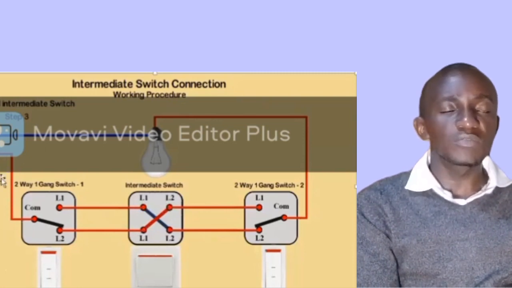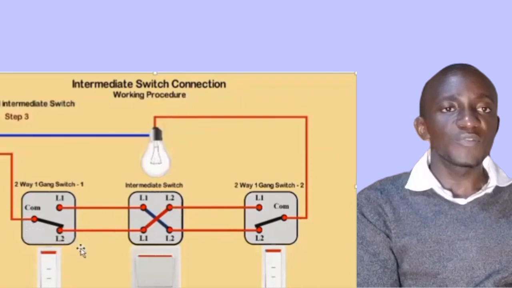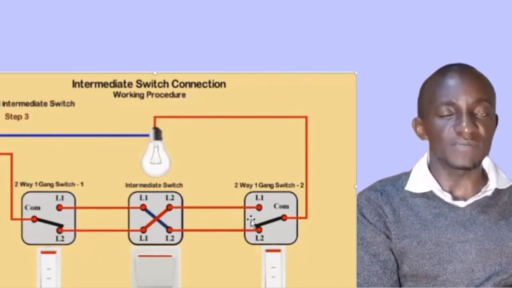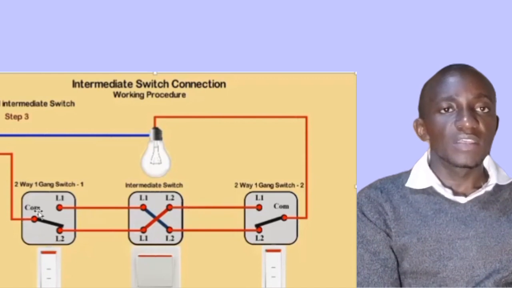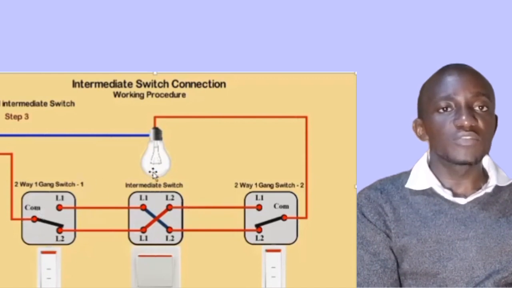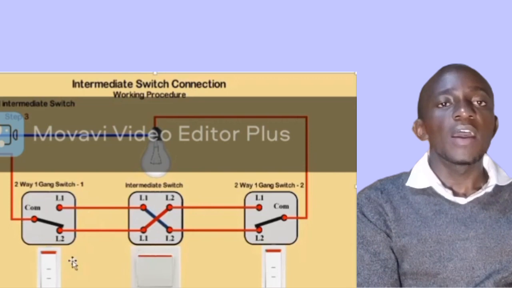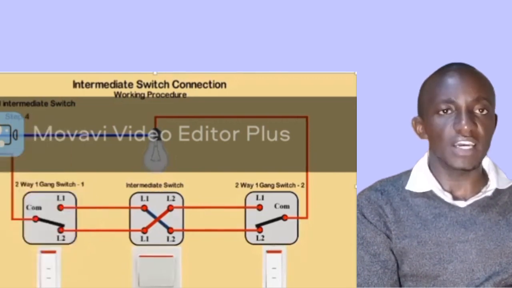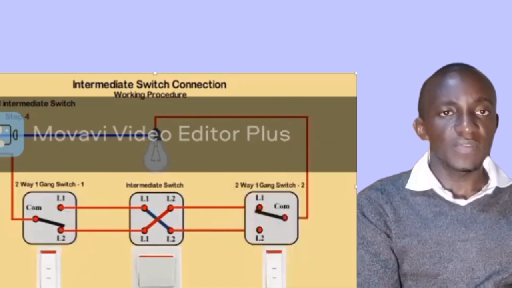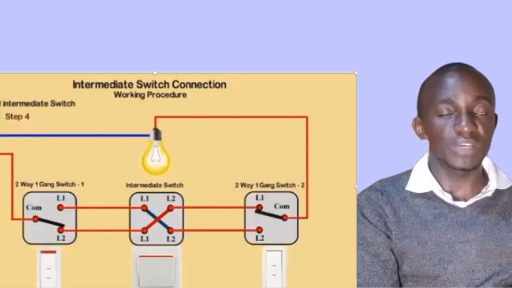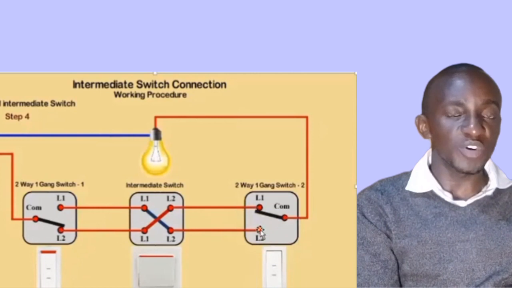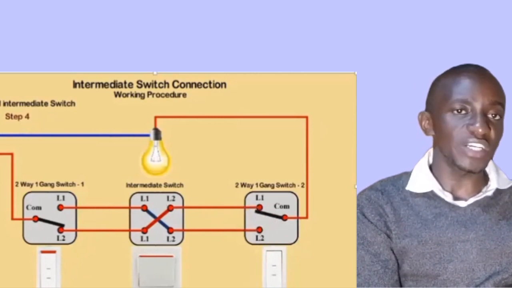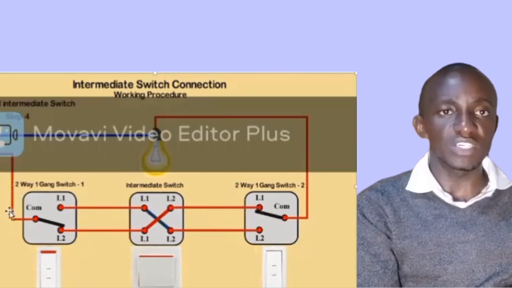And what we do, if you want to operate a circuit in a three-way switching system, is that L1 is going to be connected to L1 of the first switch, and L2 is going to be connected also to L1 of the intermediate switch. L1 of the two-way switch is going to be connected to L1 of the intermediate switch, and L2 is also going to be connected to L1 of the intermediate switch.